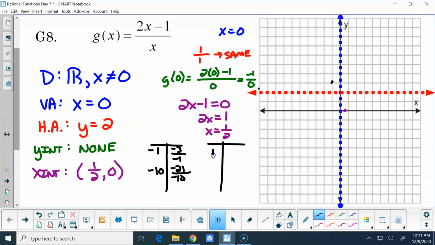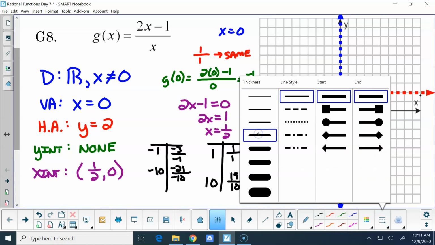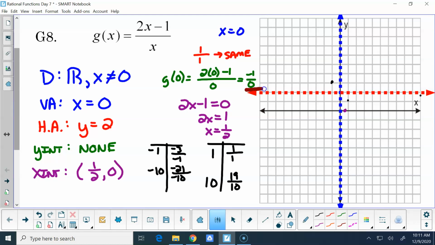Let's do 1 and 10. 2 times 1 is 2, minus 1 is 1, over 1 is 1. 10 times 2 is 20, minus 1 is 19, over 10. I get this.